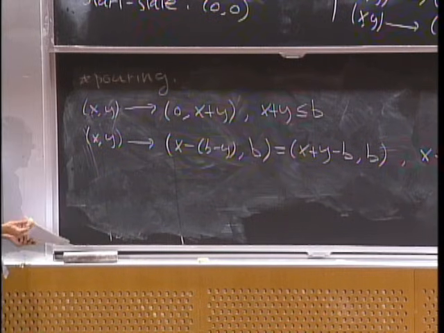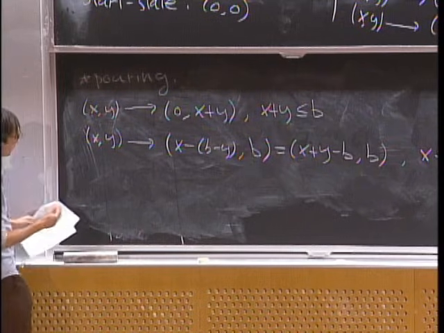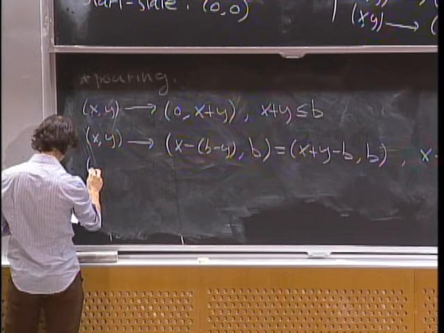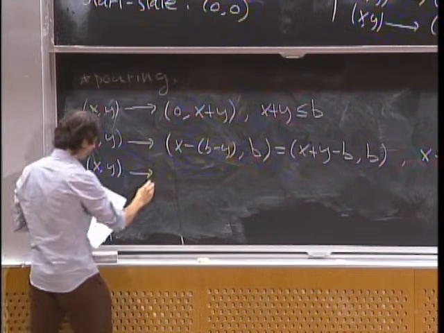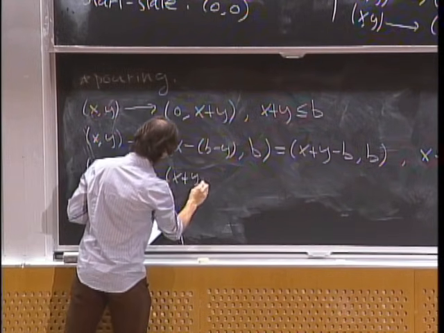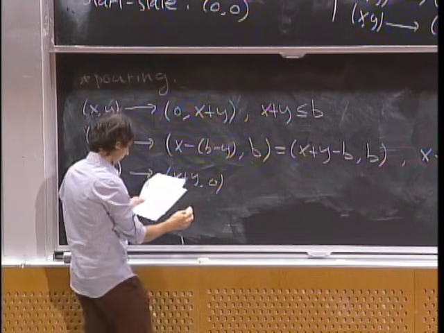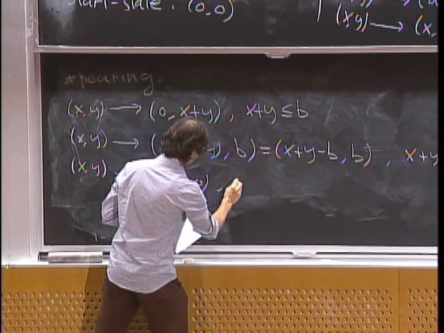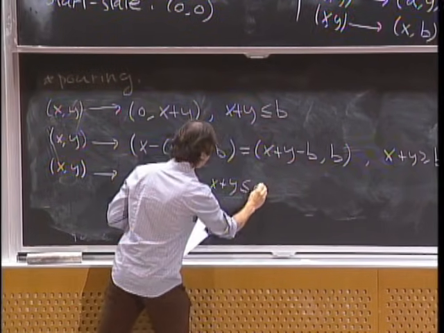And of course, by symmetry, we can do also the pouring from the other jug into the first. So let's write all those out as well. So (x, y) can actually go to (x plus y, 0). I pour everything from here to there. And this only holds if x plus y is at most a.